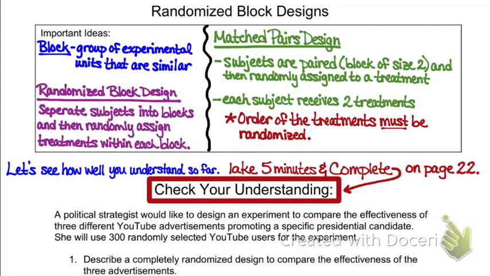Once you get the big ideas copied down, go ahead and try the check for understanding. Describe a completely randomized design. Describe a block design. Make sure you justify why you made the selection of the blocks that you did. Why was that the variable that you chose? And why might a randomized block design be a really good idea in this context?